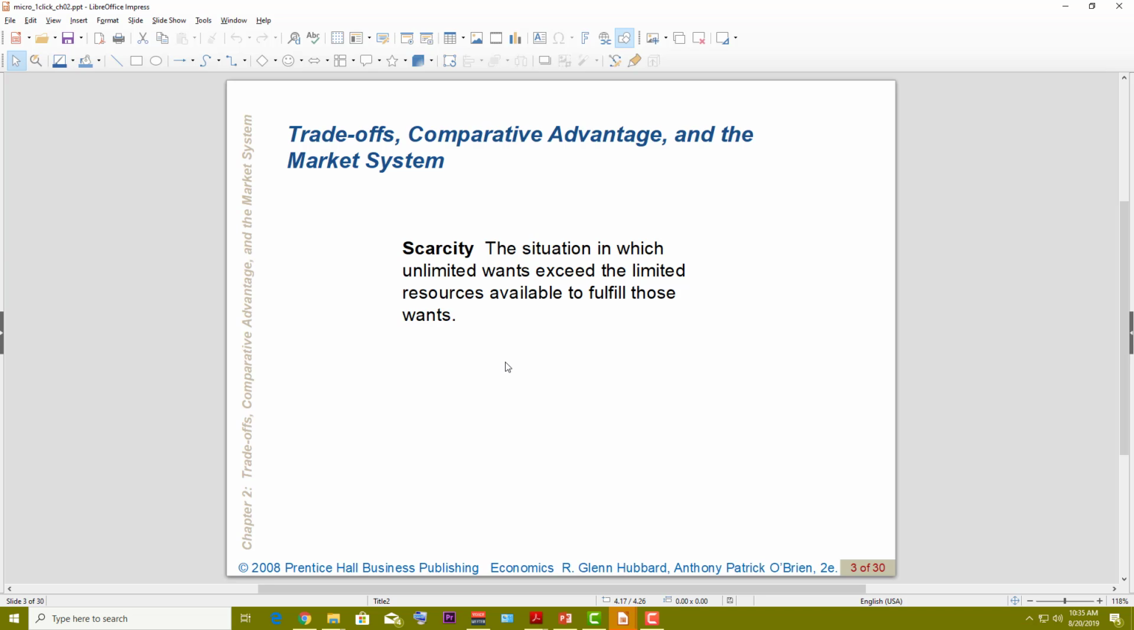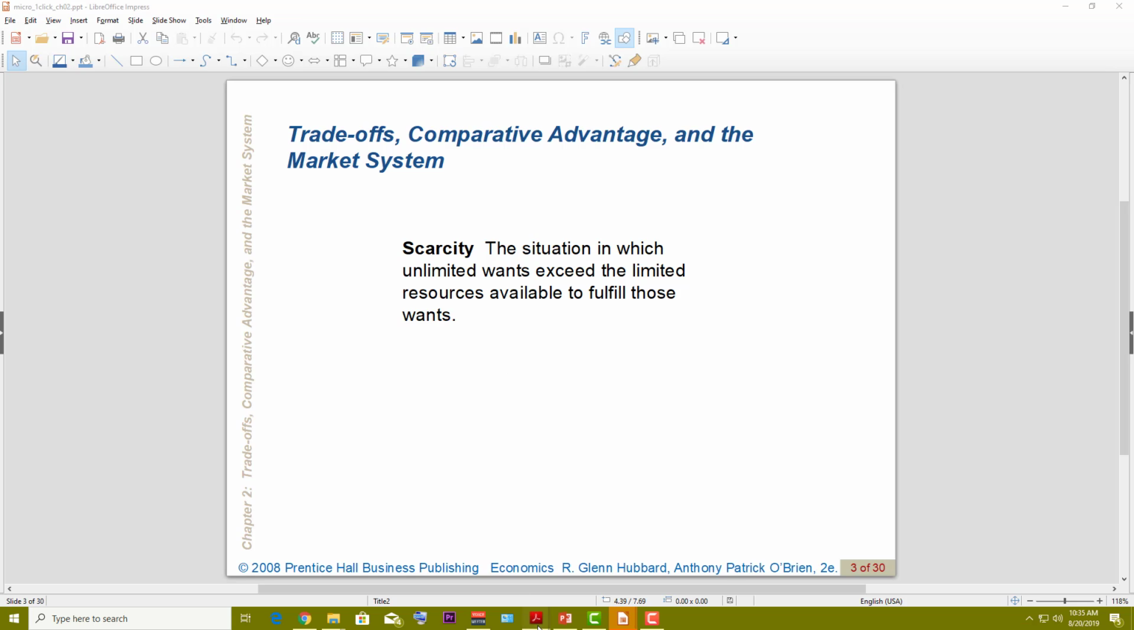So that's why scarcity arises, because we have limited resources, for example, money, but we have unlimited wants. So our wants exceed our resources available. Of course, most of us would like to buy some expensive cars, live in a mansion, wear as much clothes as we want, buy whatever we want. But right now, money is a limited resource, but our wants are unlimited, and that's how we get scarcity. The situation in which unlimited wants exceed the limited resources available to fulfill those wants.